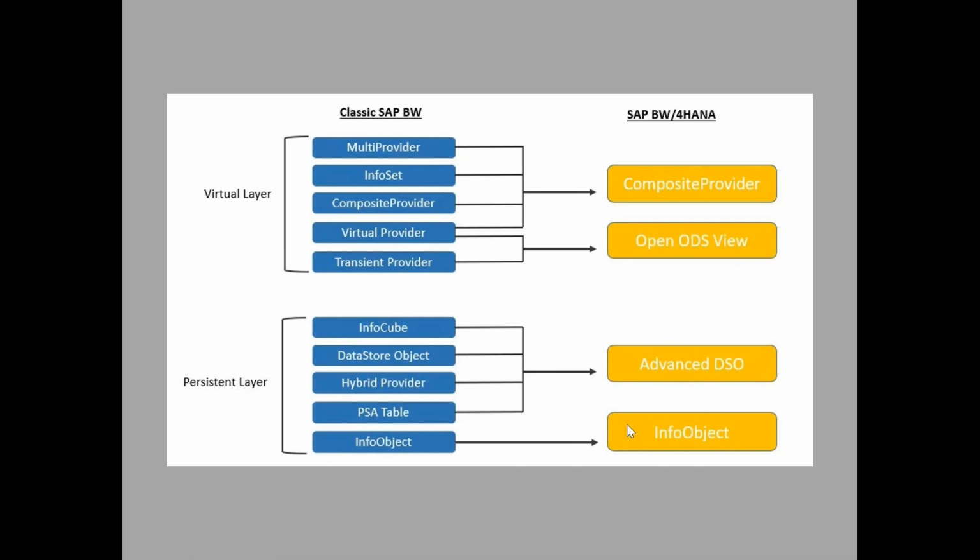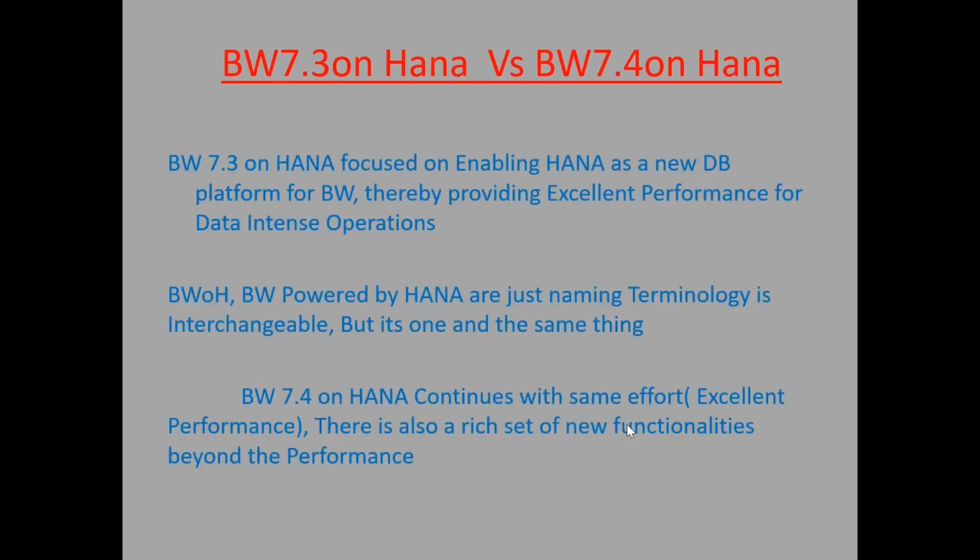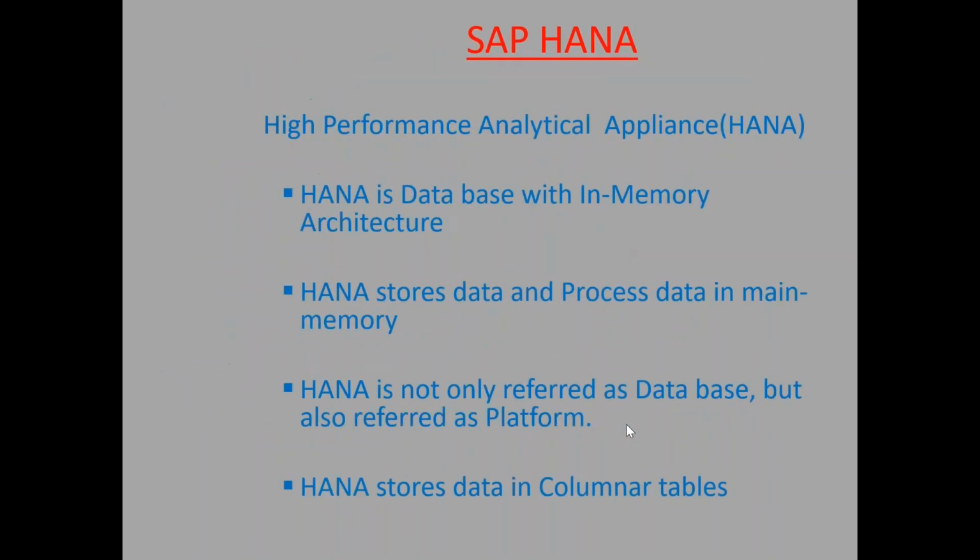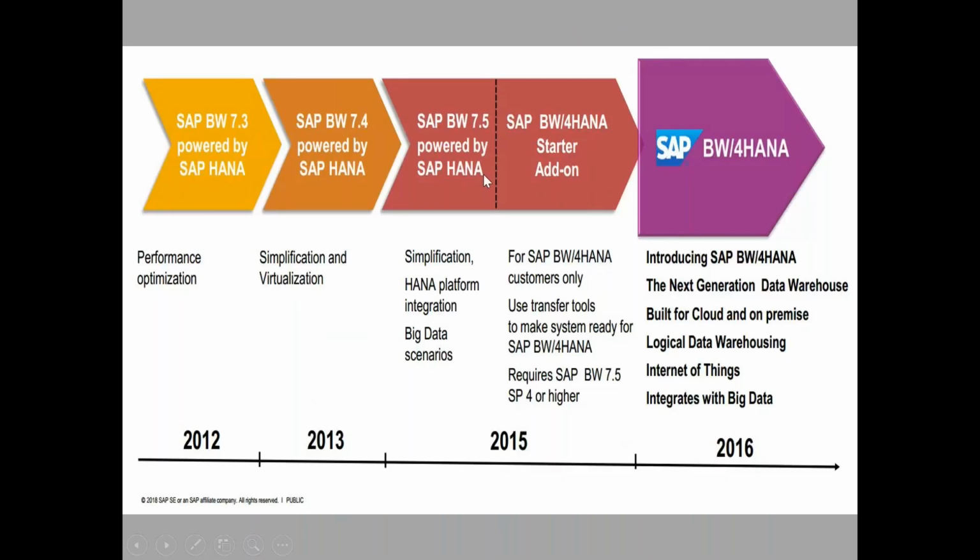We have a lot more options, a lot more versions that come across. The info object remains the same, there is no change. So this is what 7.5 offers. But generally when you want to upgrade, we can directly upgrade from 7.3 to 7.4, and 7.4 to 7.5. But when you want to upgrade from 7.5 to BW4HANA, there is no upgradation.